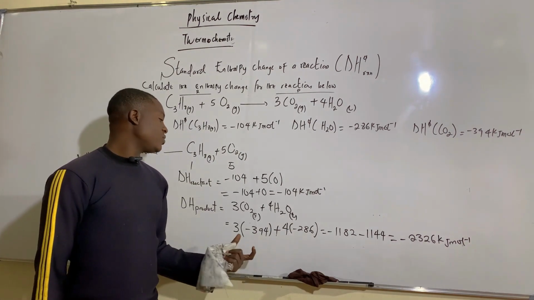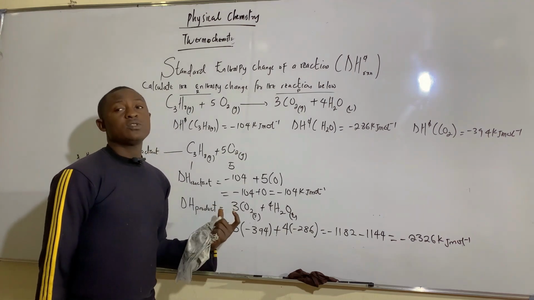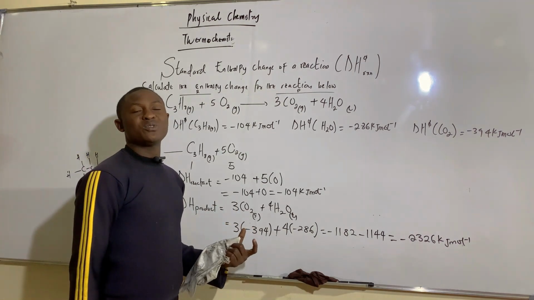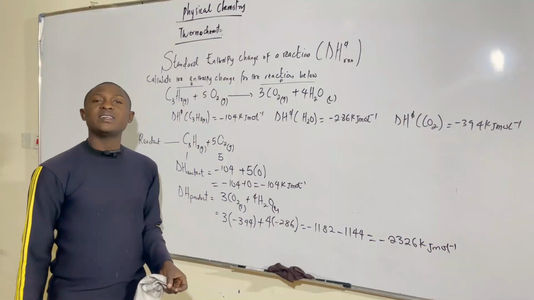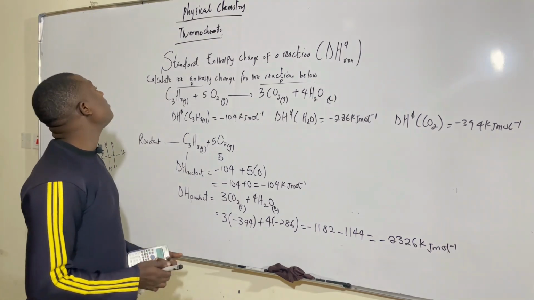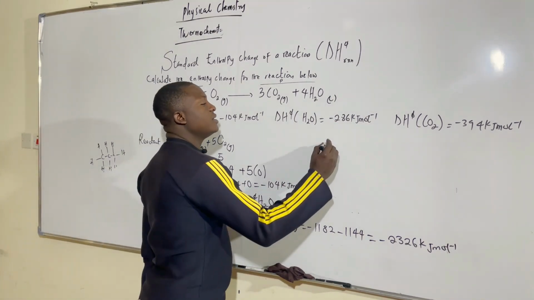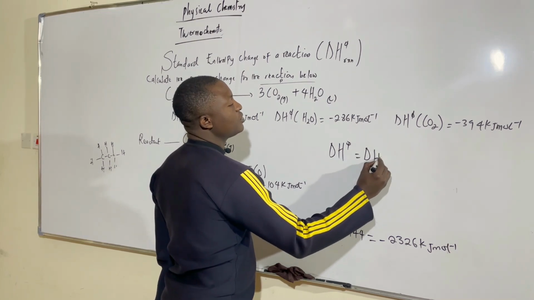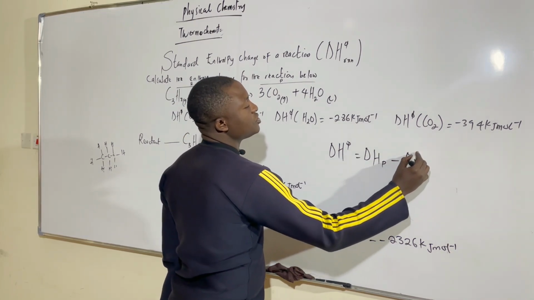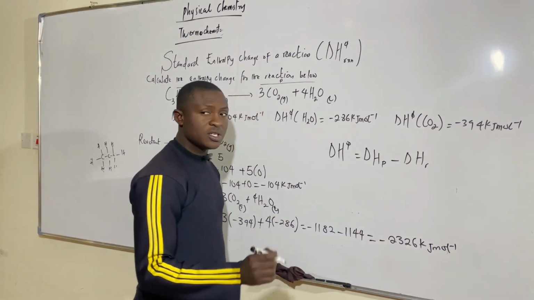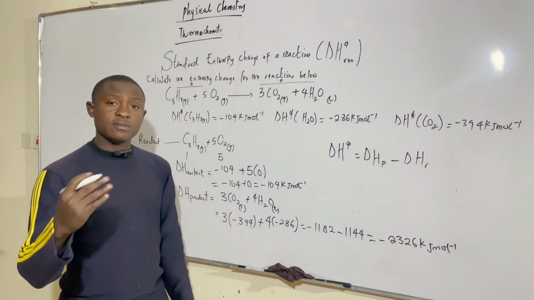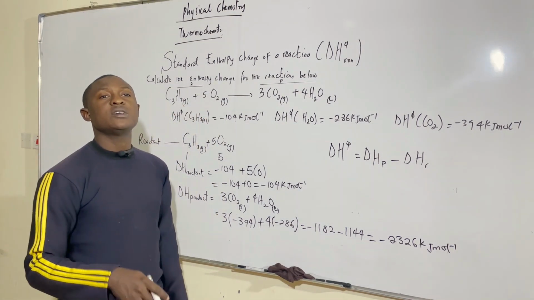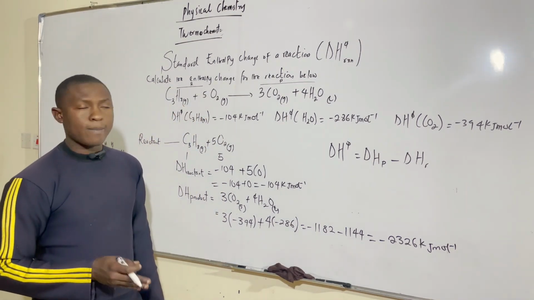So now we have gotten the one we have at the product, and we have gotten the one we have at the reactant. What's going to be the next step is to find the standard enthalpy change. So back to the formula we wrote earlier, standard enthalpy change is equal to change in heat of the product minus change in heat of the reactant. Please take note of that. It's not reactant minus product. It's change in heat of the product minus change in heat of the reactant.